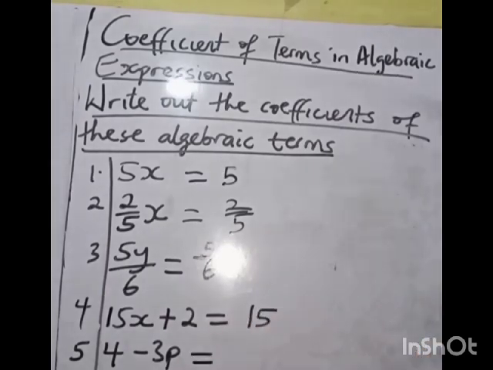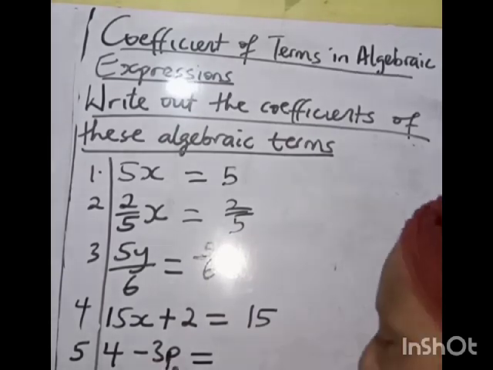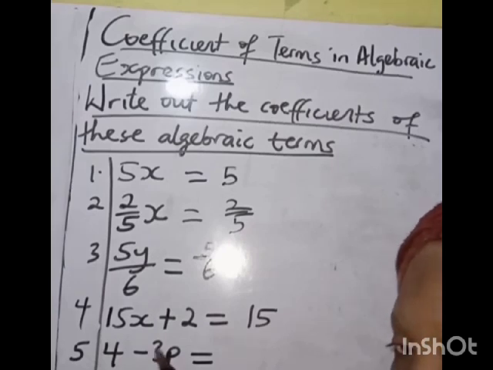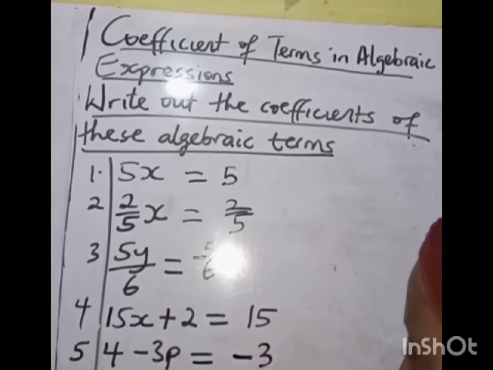When you come to number 5, 4 minus 3p. The unknown quantity in number 5 is p. And the coefficient of p is minus 3. We are multiplying p by minus 3. So the coefficient here is minus 3.